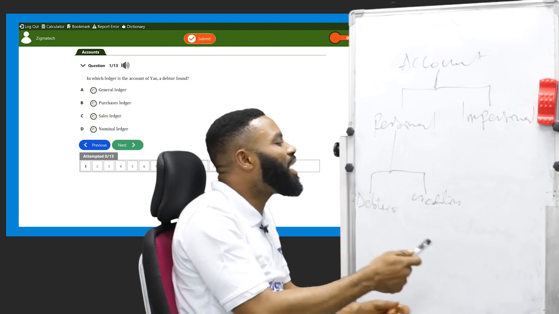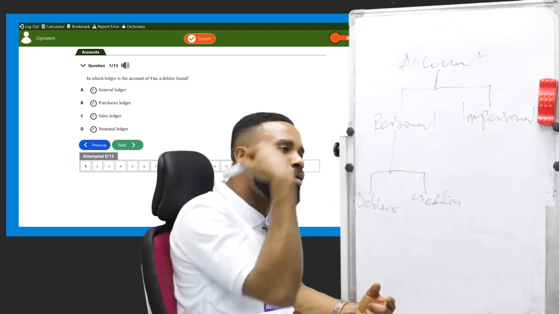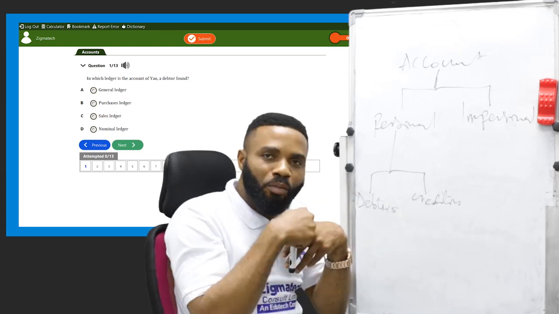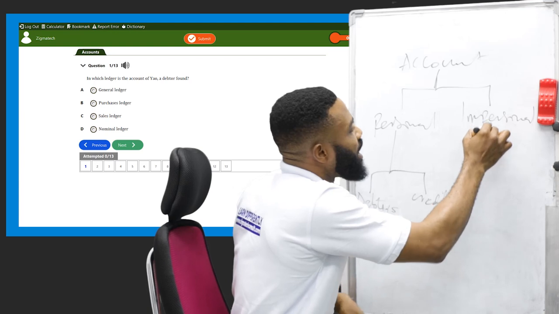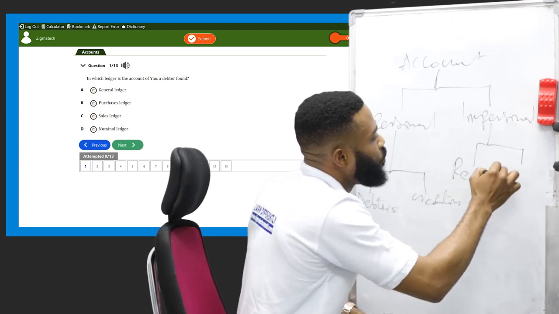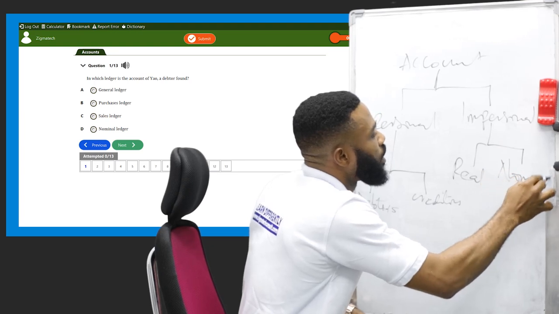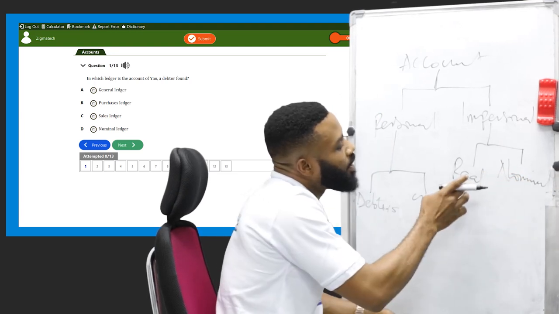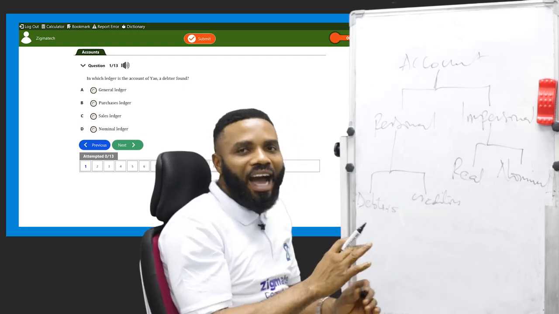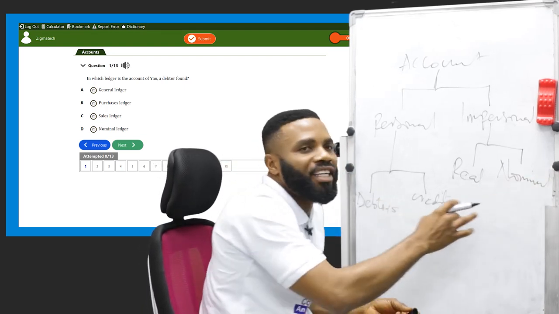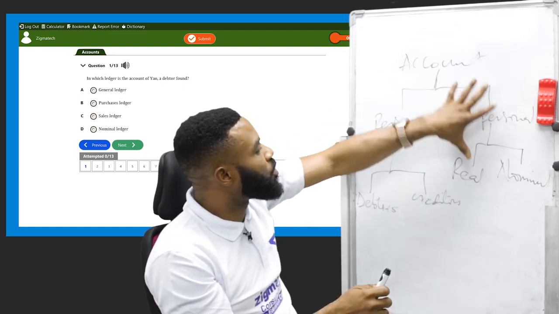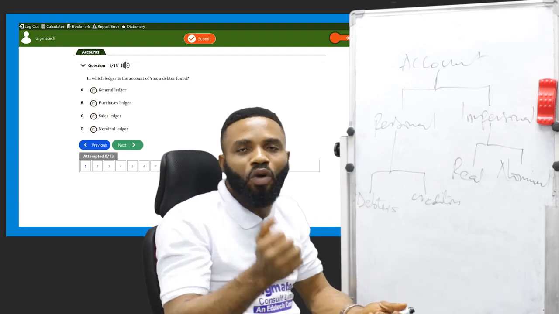Personal accounts can either be creditors, people we have gone to buy on credit from, or debtors, people that buy on credit from us. And then this other side is divided into two as well: real account and what we call nominal account. Now, this real account is open for assets, basically, while the nominal account is open for expenses and income. So if we've been able to draft this, then it will be very simple to answer this question.